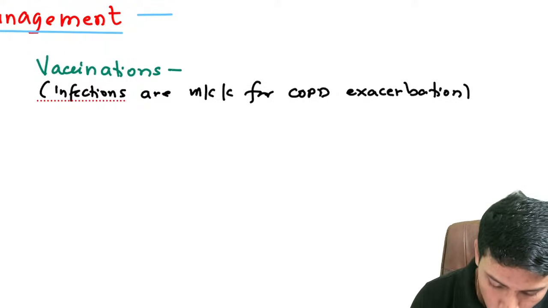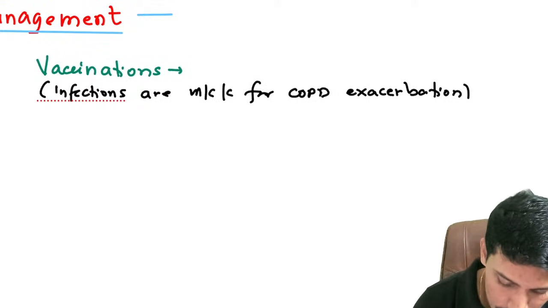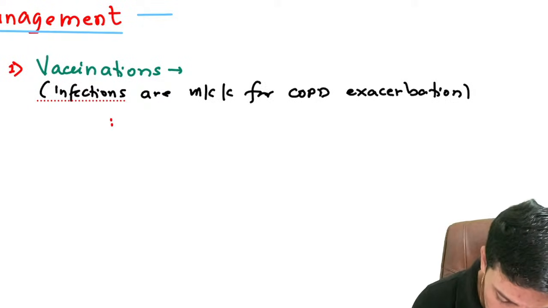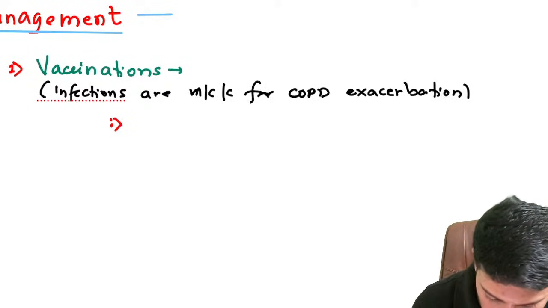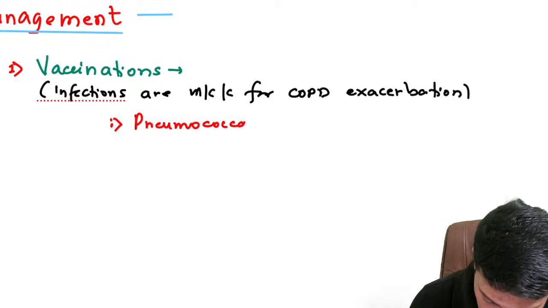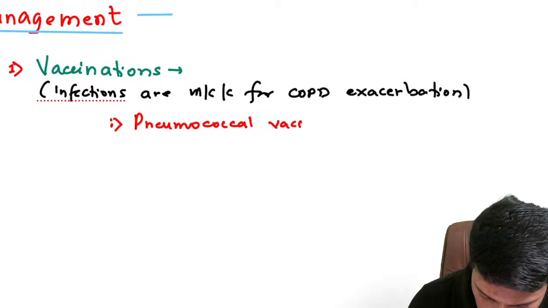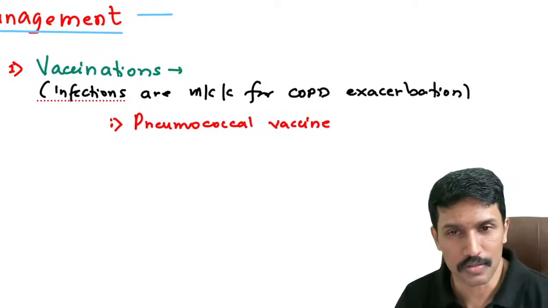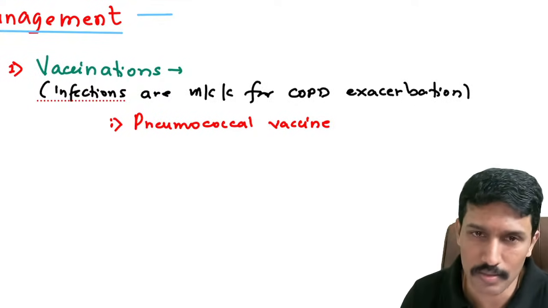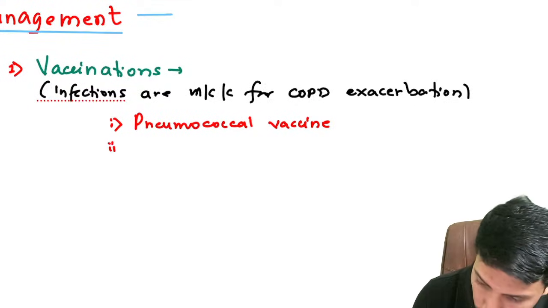So vaccinations are one way of preventing infections. So what are the vaccinations recommended? The first vaccine that is recommended is the pneumococcal vaccine, because pneumococcal infections, Streptococcus pneumoniae infections, are the most common cause for COPD exacerbation. Second is the influenza vaccine.